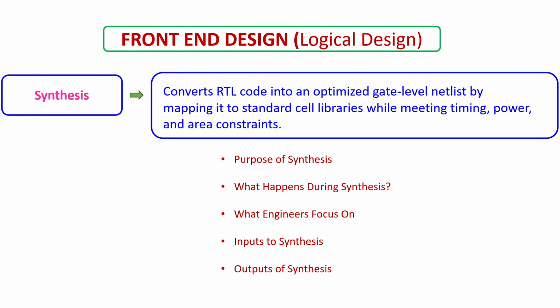So what are the inputs of this synthesis? The inputs of the synthesis are the RTL file, that is the .v or .sv files. Then timing constraints, the .sdc, and the standard cell library .lib. The library defines delay, power, and area of each gate. What are the outputs we get from the synthesis? We get the gate level netlist, timing report, area report, and power report. This netlist moves to the physical design for the backend process.